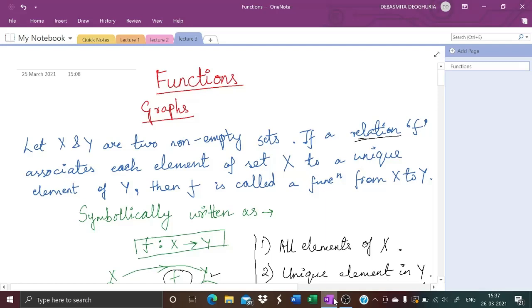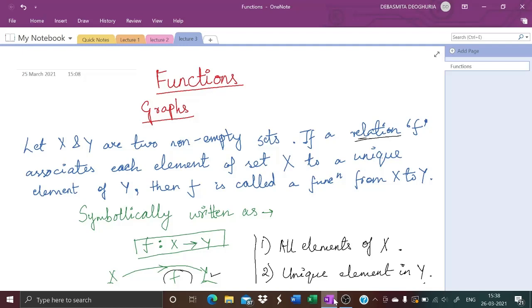Today will be the third lecture of differential calculus, and today we will be mainly discussing graphs. But before doing graphs, you should know what a function is, because we will be doing graphs of different functions. So first you should know what a function is.